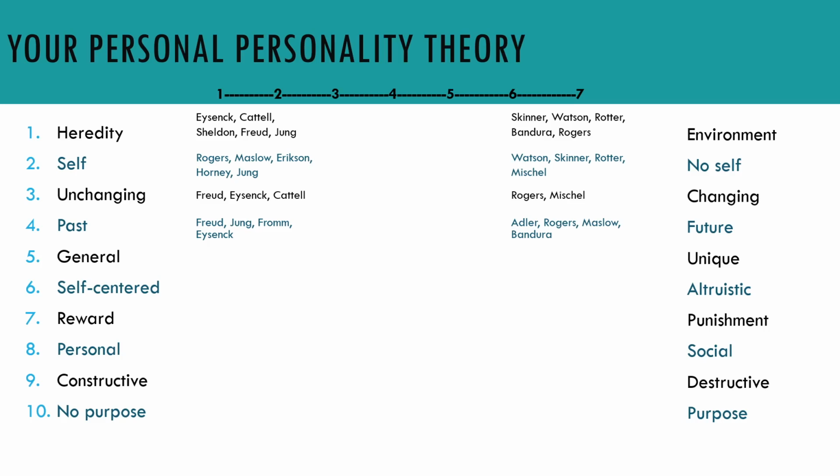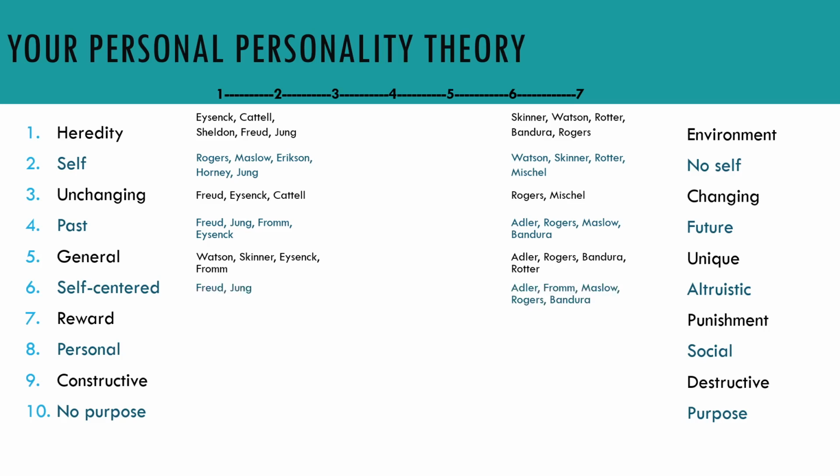And then Bandura, who's a social learning theorist, really emphasized the idea that we're all trying to grow and develop. If you think that personality is general, that we all share things in common, then you're going to be in agreement with Watson, Skinner, Eysenck, and Fromm. If you think that we're all unique and we're a compilation of all these factors that are unique to us, then you're going to be more Adler, Rogers, Bandura, and Rotter.